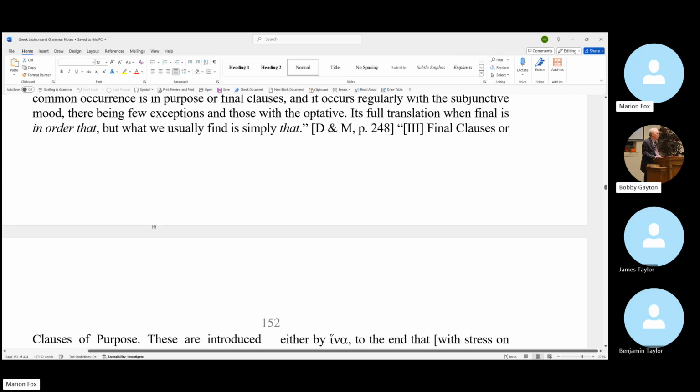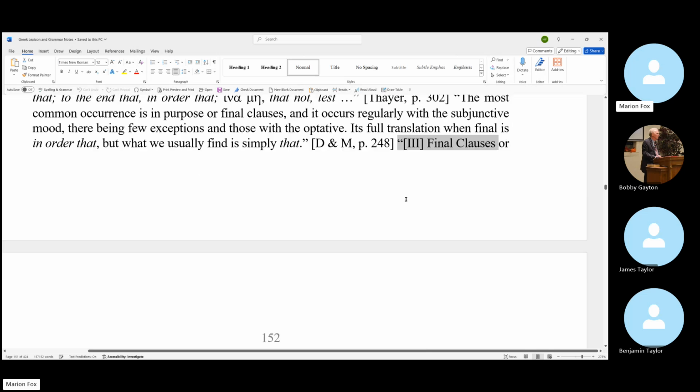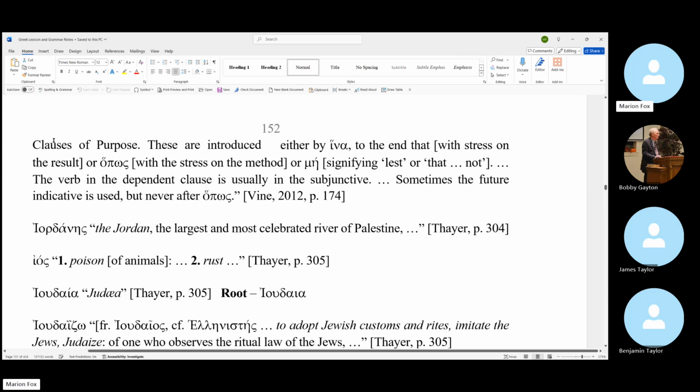So right here, let's just start here. Final clauses, or clauses of purpose. Clauses of purpose that are introduced by either Hina, to the end, that's what Hina means. Now watch what it says, with stress on the result. So Hina stresses the result, or Hopos with the stress on the method. So when you see Hina, it's stressing the result. When you see Hopos, it's stressing the method. Does that make sense now? Does that help?